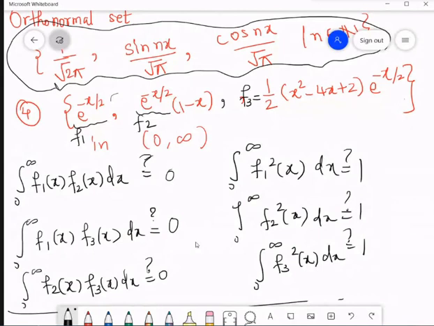Actually the first three are pretty simple. Are you getting 1 there or not? That is the more tricky part of it. Zeros, but here also the calculation requires a little bit of patience. Things become quite complicated at higher levels. 1 into 3 also: that will become e raised to minus x multiplied by x square minus 4x plus 2, integration of this.